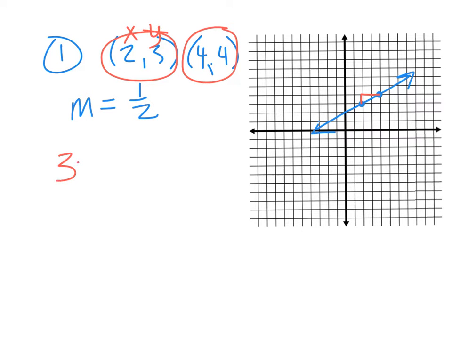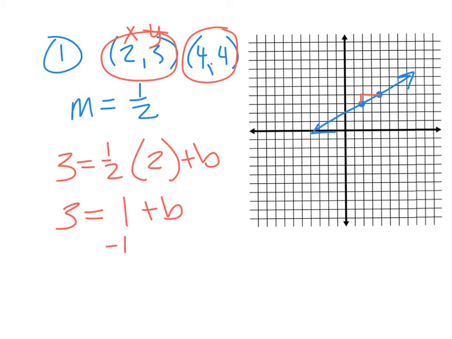So I'm going to say 3 equals 1/2 times 2 plus b. What's half of 2? 1. Okay, subtract 1, subtract 1. I get b equals 2, which my graph showed me. So, confirmed. Then you just rewrite your equation: y equals 1/2 x plus 2.